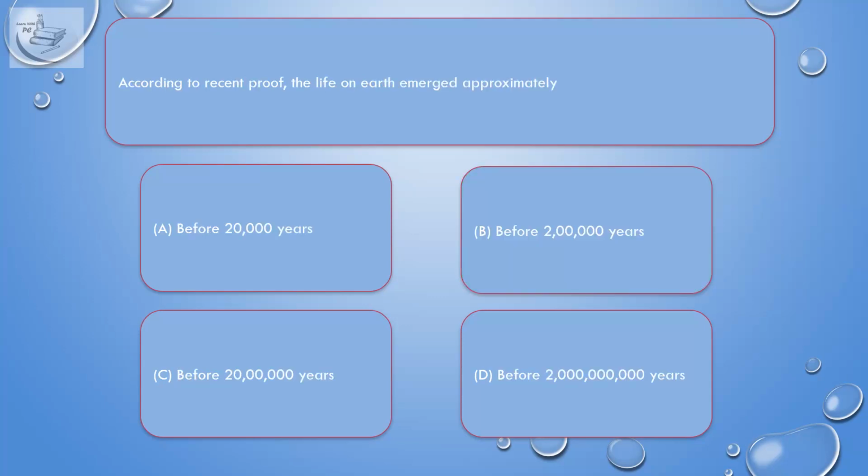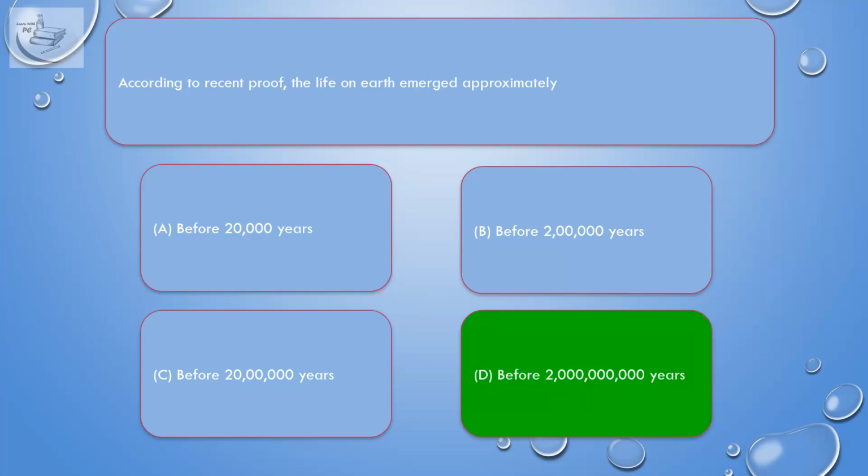Question: according to recent proof, the life on Earth emerged approximately A. before 20,000 years, B. before 2,000,000 years, C. before 2 million years, D. before 2 billion years. Correct answer is D. before 2 billion years.